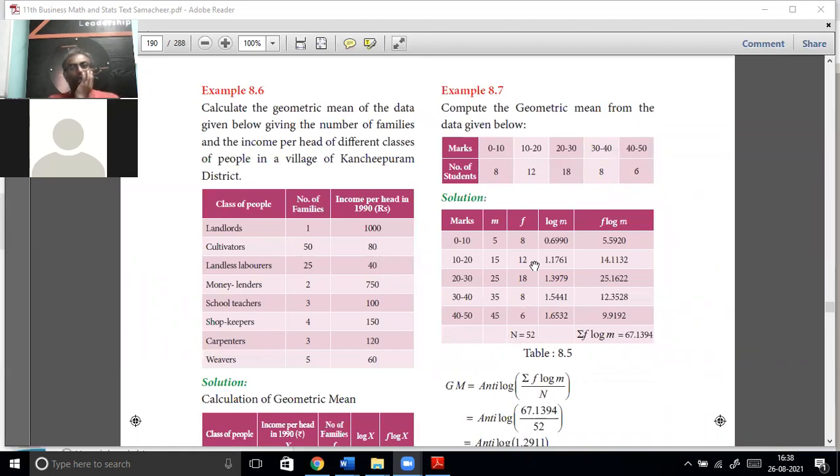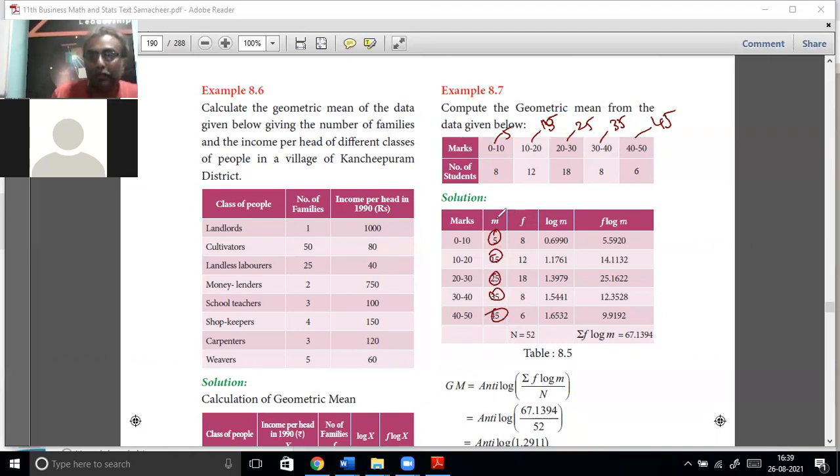Continuous data, uncle. Continuous data. Continuous data means you have to use the midpoint. You have to use the midpoint value. For 20 to 30, the midpoint is 25. So the midpoints are 5, 15, 25, 35, 45 that you have to use. That is what is used.